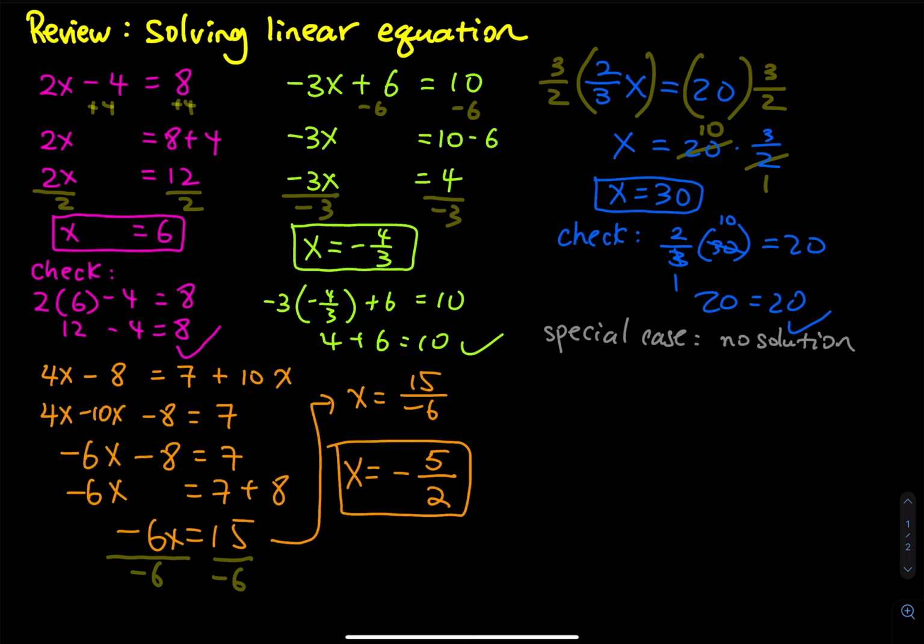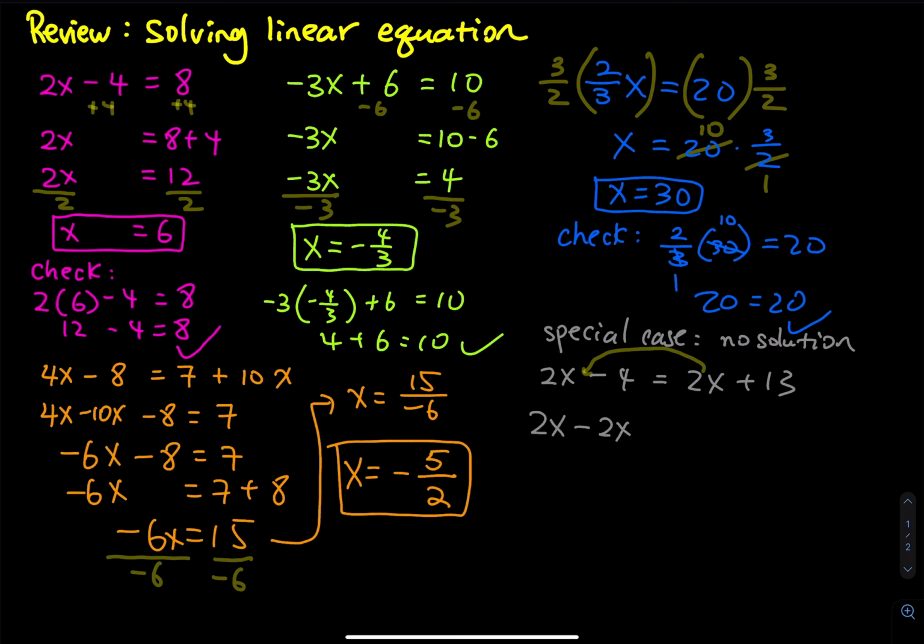Sometimes you don't get a solution. So let's say you have 2x minus 4 equals 2x plus 13. Let's say you are trying to solve this. Keep all the x on one side. So I will just move the 2x to the left hand side. So that becomes 2x minus 2x.